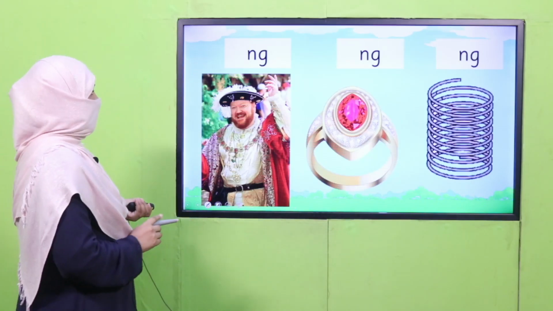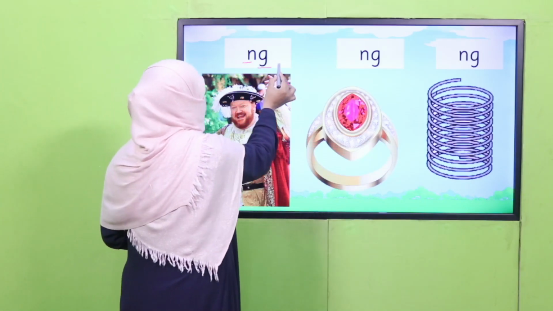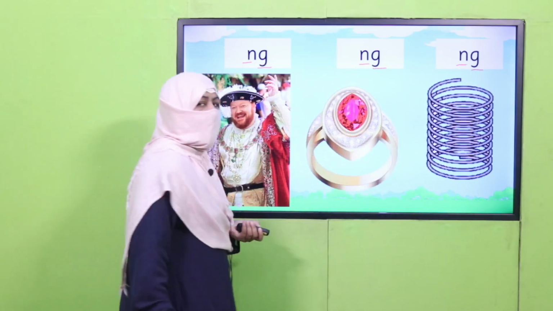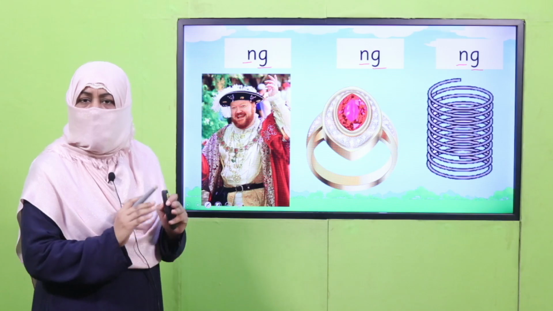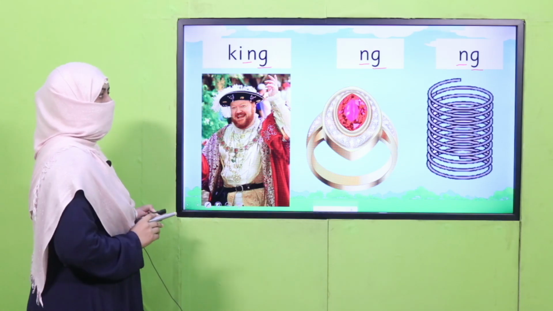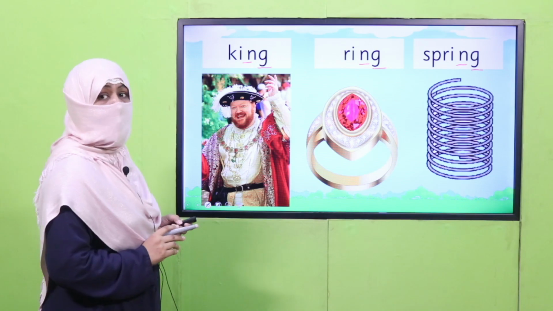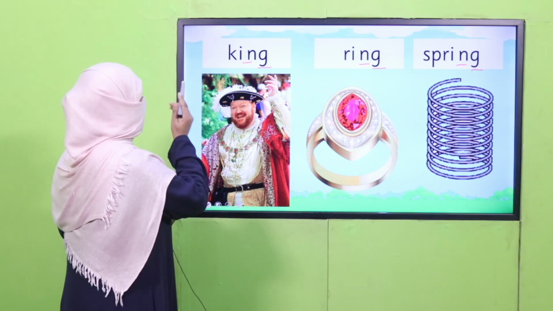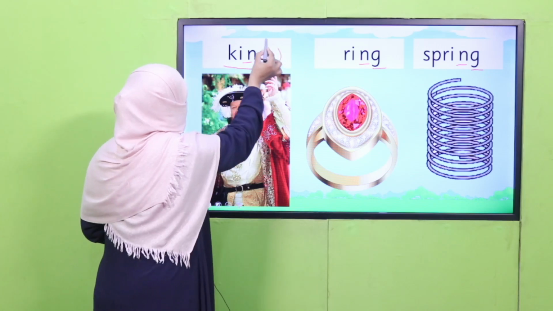You see NG. Now these three things are there and their final sound is NG. So what do we make? King, ring, spring. Look at this slide carefully. Here we have 4 letters.